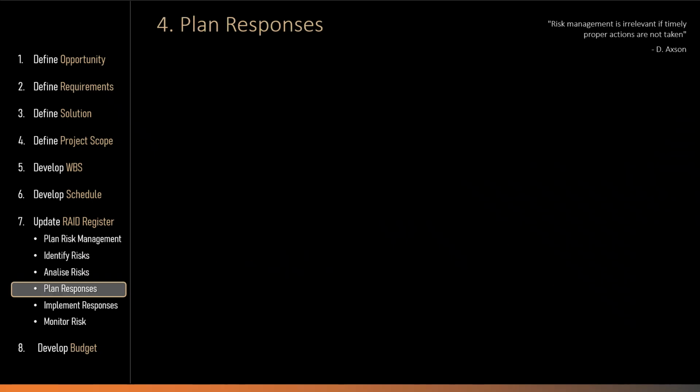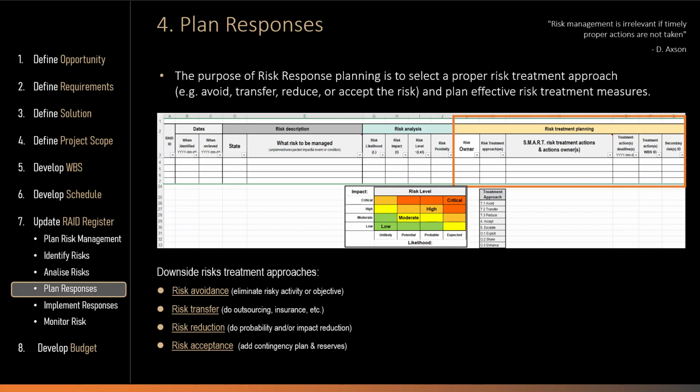Once risks have been identified and analyzed, the next step is to develop appropriate risk treatment measures that will modify each risk value to an acceptable level. The purpose of risk response planning process is to select the most suitable risk treatment approach for each risk based on the risk level. Risk treatment approaches for downside risks are avoidance, transfer, reduction, or acceptance.